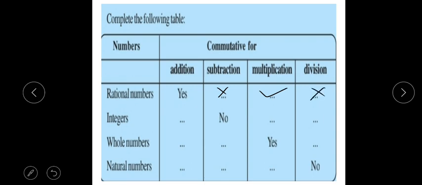So integers, yes, they are commutative for addition. Whole numbers, yes, they are commutative for addition. Natural numbers, yes. For subtraction, are they commutative? No. None of them are commutative for subtraction. For multiplication, yes. For whole numbers and natural numbers too, multiplication is also commutative. For division, neither integers, nor whole numbers, nor natural numbers are commutative for this operation.